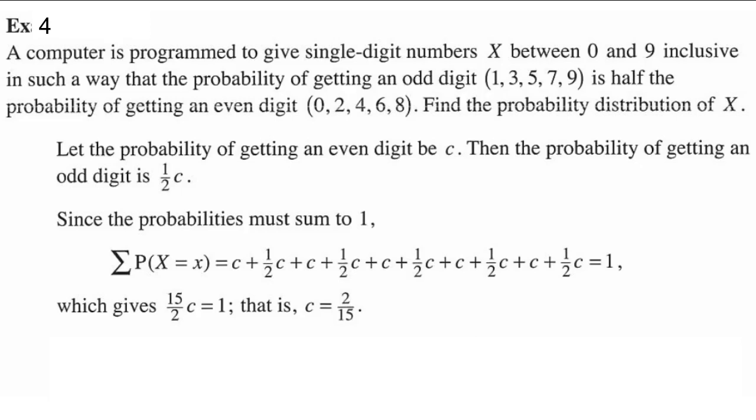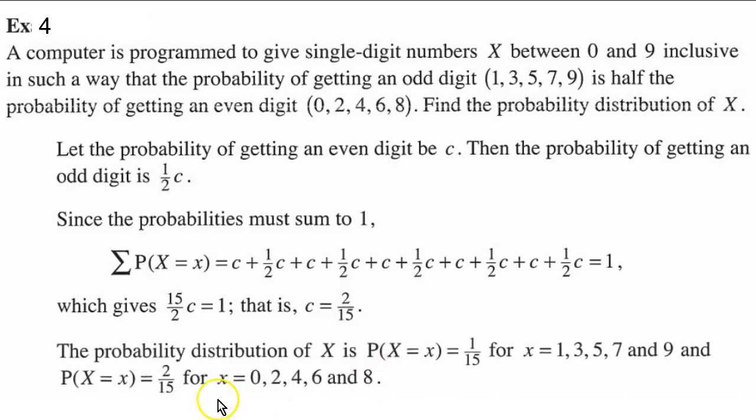So if you add up all the C's and 1/2 C's, you should find out that 15 over 2 C is equal to 1. Well, if I do 1 divided by 15 over 2, that's the same thing as 2 over 15. C is equal to 2 over 15. So now remember, C is the probability of getting an even digit. So now, what's the probability of getting an odd digit? Half of C, which half of 2/15 is going to be 1/15.